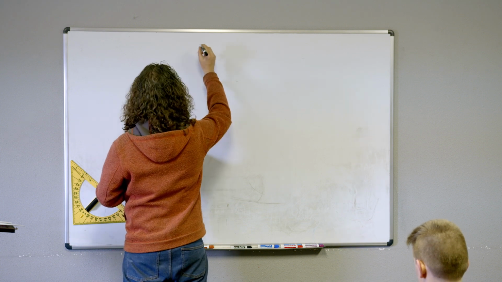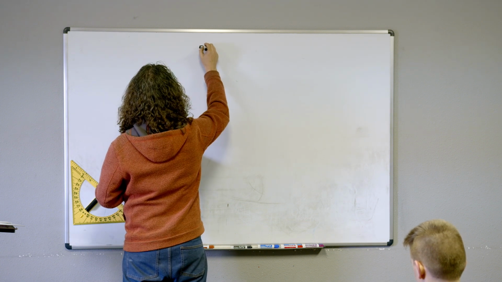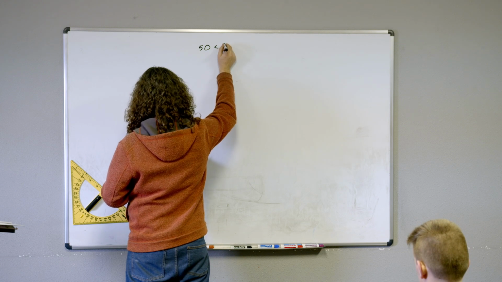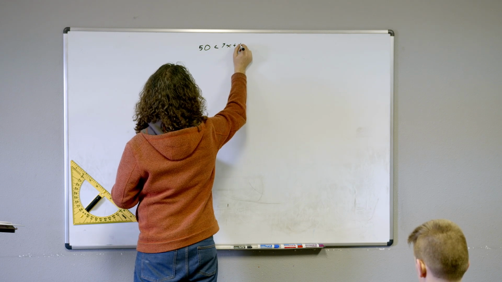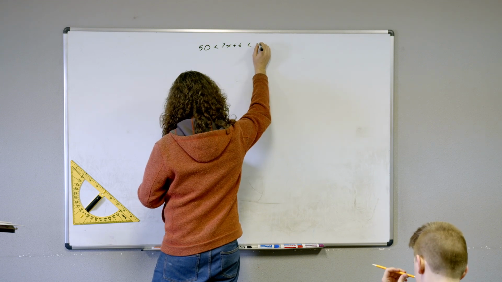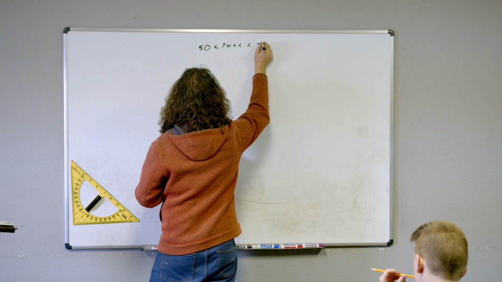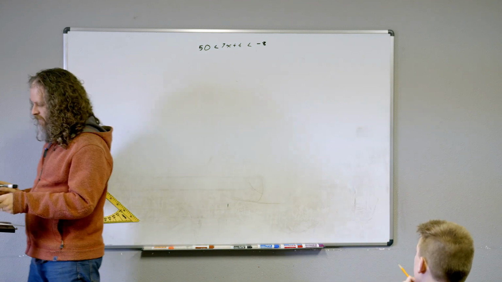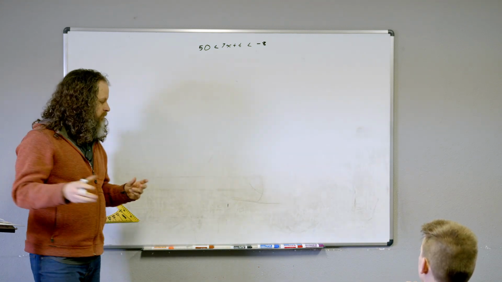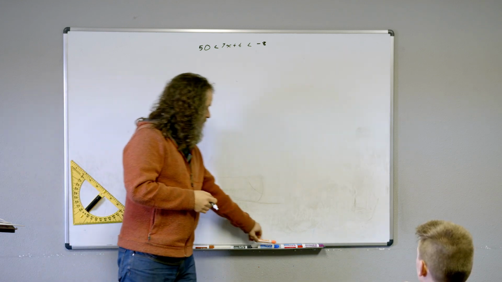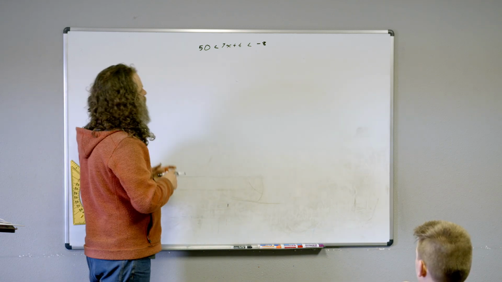So we have 50 is less than 7x plus 6 is less than negative 8. We're expected to solve and graph the solution. So what should we do? Yeah, we get rid of the 6 on all the things.